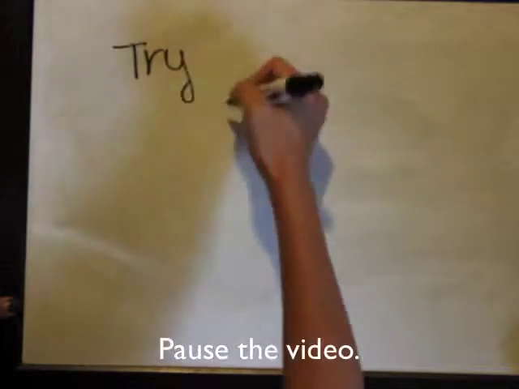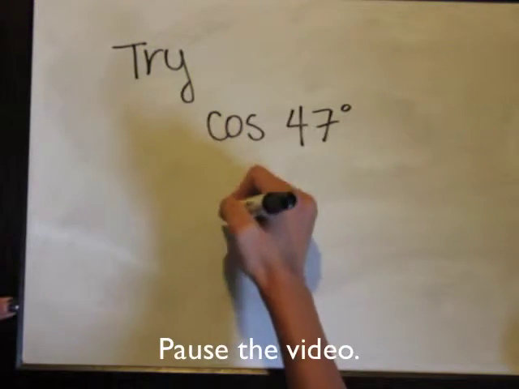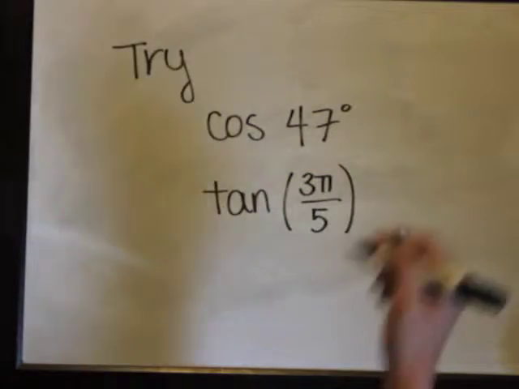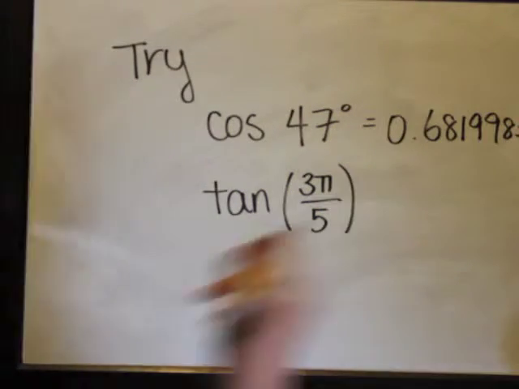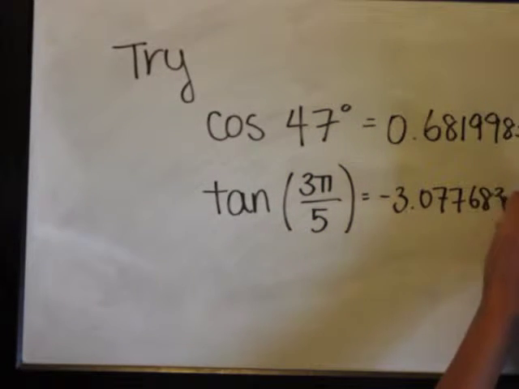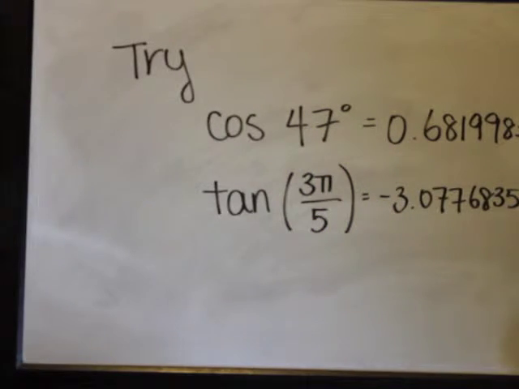Now I want you to pause the video and try these two questions, cos 47 and tangent 3 pi over 5. So 47 degree, you gotta change the mode into degree, and 3 pi over 5, you gotta change the mode into radians, and check your answers.